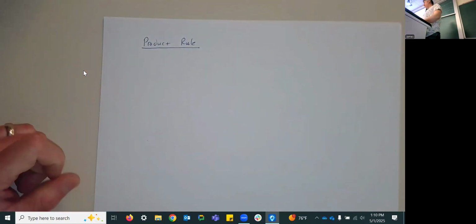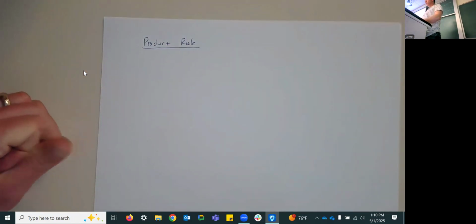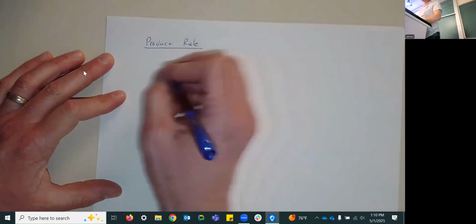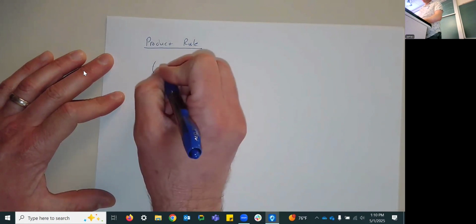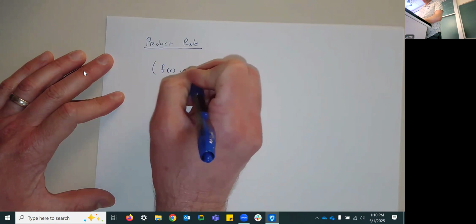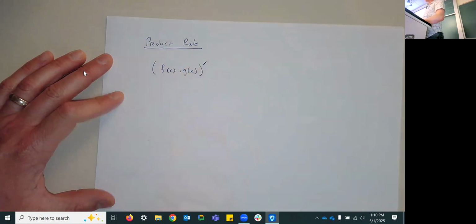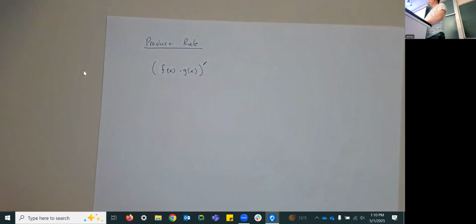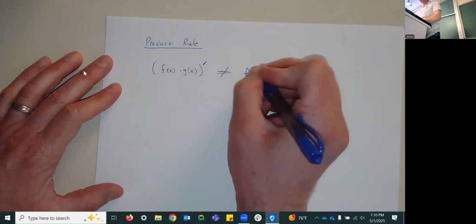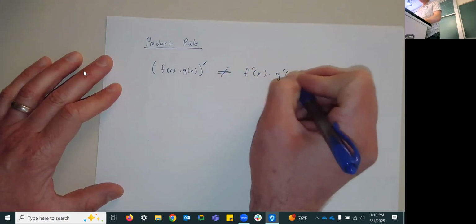So let me point out what the product rule does not say. Let me say what it does say first. If you take the derivative of f of x times g of x, you don't get the derivatives multiplied together. So I will say it's not equal to f prime of x times g prime of x.